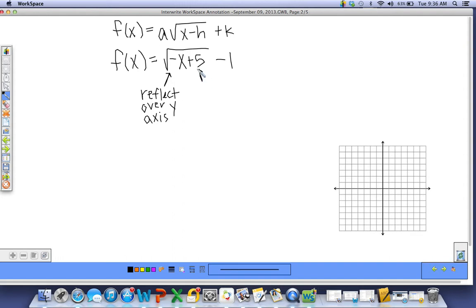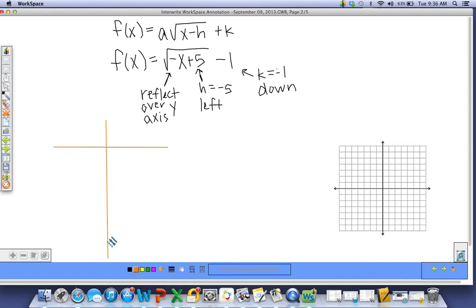Okay, this is under the radical, so it's our h, which is equal to negative 5, which means we are going left. And this is our k. It is negative 1. So we're going to go down. For right now, we are going to ignore that negative, and we are going to create a chart. Now, you kind of have to do a little thinking, because like I said, we can't square root every number. So it's kind of nice when you pick the good numbers to square root. So let's think about this.